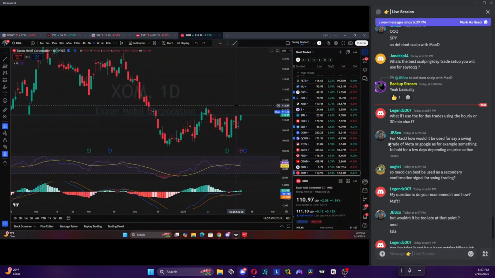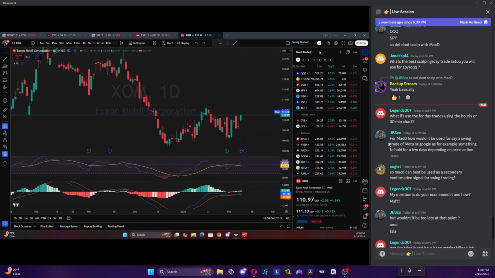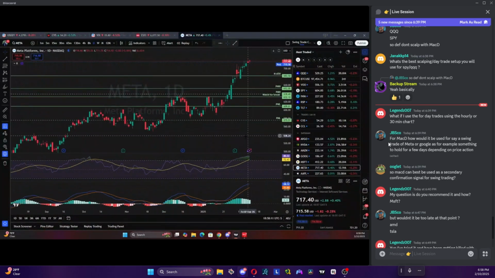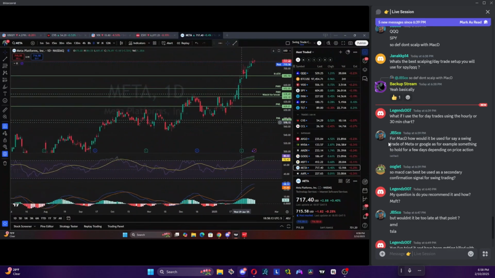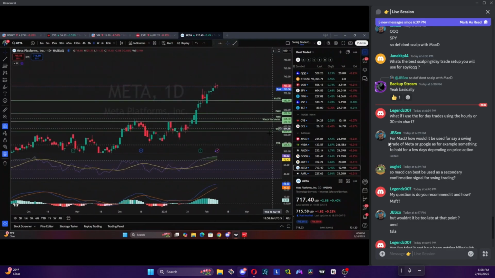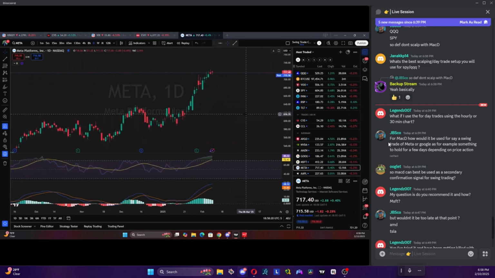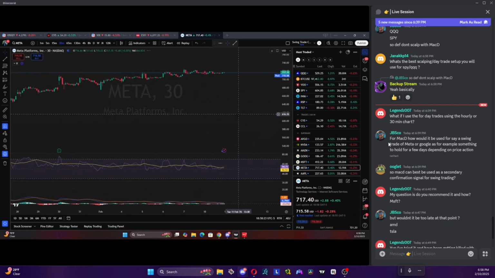Oh, this is a good question because I was actually looking at Meta calls earlier. So when you get a chance, JP, for MACD, how would it be used for a swing trade? We'll just focus on Meta because I was looking at Meta earlier as an example to hold for a few days. If you could look at Meta on the daily chart, because I was actually looking at Meta's 30-minute chart and I really liked the candle it had near close. So if you could go to the 30-minute, JP, so I could show you what I was looking at.